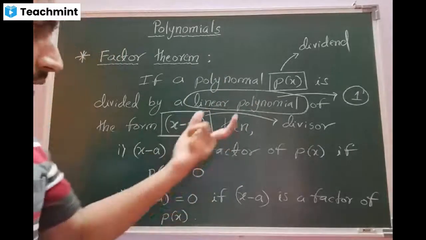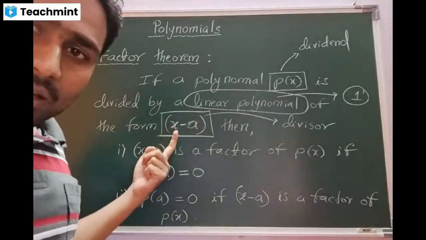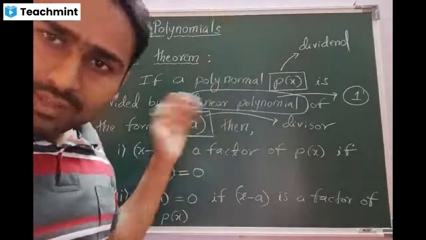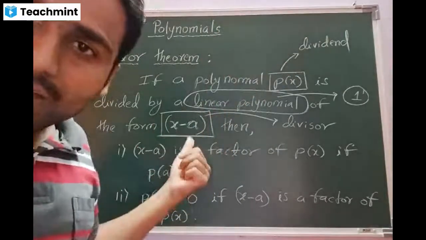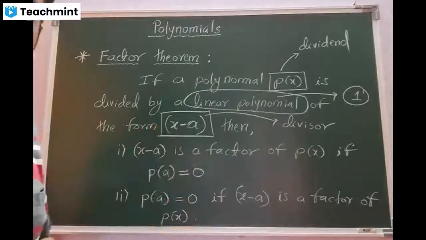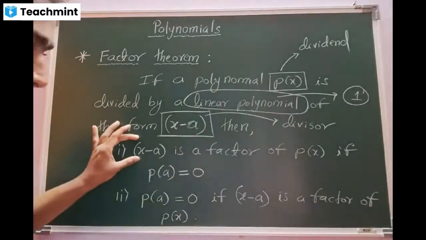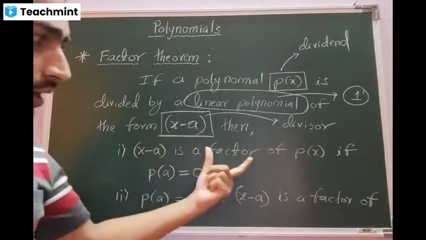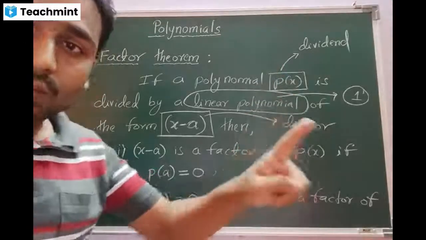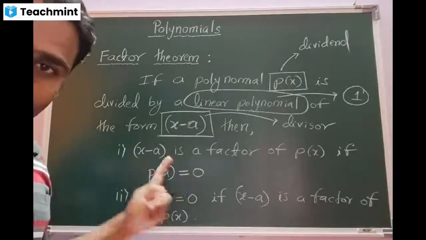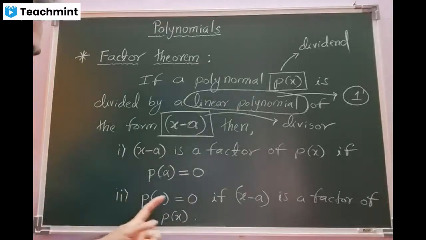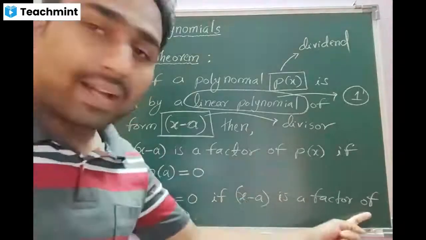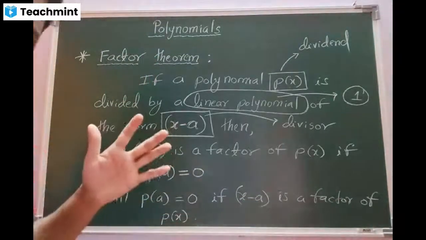What is that? If you take the divisor, which is a linear polynomial, and try to divide any polynomial of the same order or more than the existing order, then what happens? They said x minus a, that is the divisor, will be a factor of this polynomial if your answer p of a is 0. That is number one. Number two, p of a will become 0 if the divisor x minus a is a factor for the polynomial p of x. Is that clear, beta?